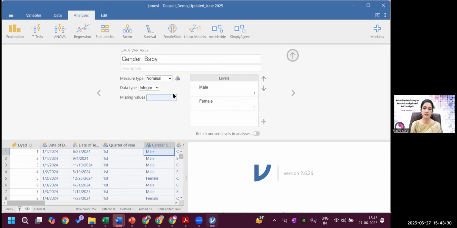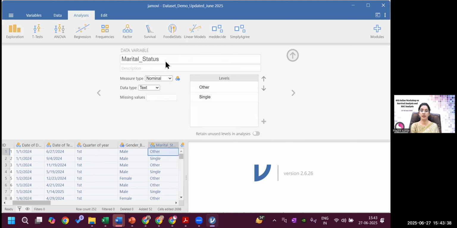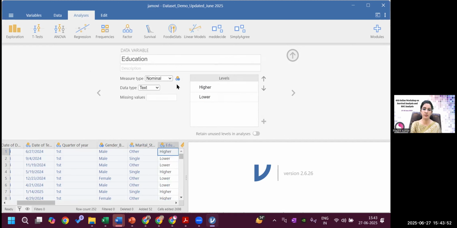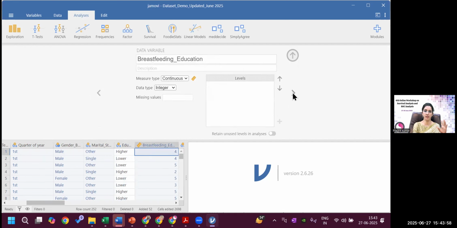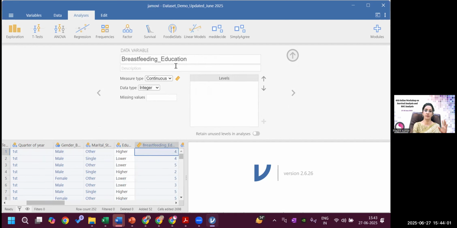And then this is the gender of the baby. The male baby is 1 and the female baby is 2. This is your marital status of mother. That means mother is married or divorced or whatever, or mother is single. Single means they were unmarried. And then coming to the education, the two levels are there: higher and lower education. Education of mother. Then this is feeding education, and that is regarding the number of breastfeeding sessions they have received. So that is in the form of continuous data.